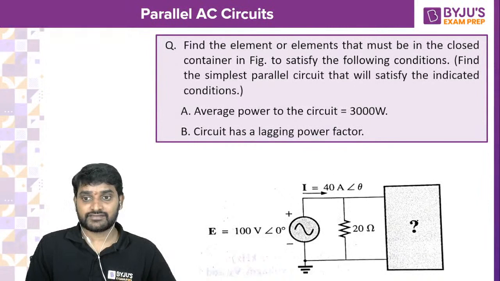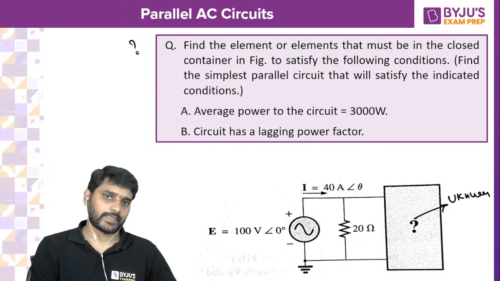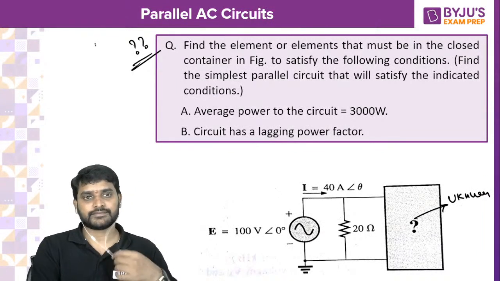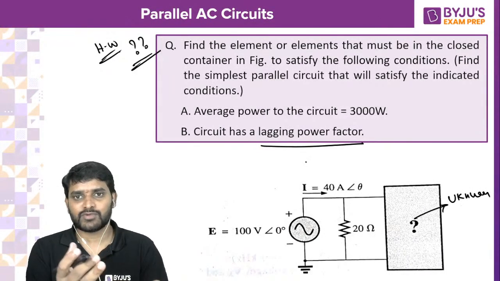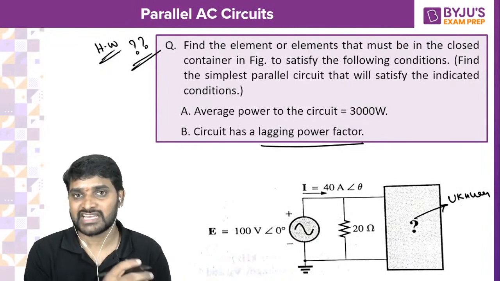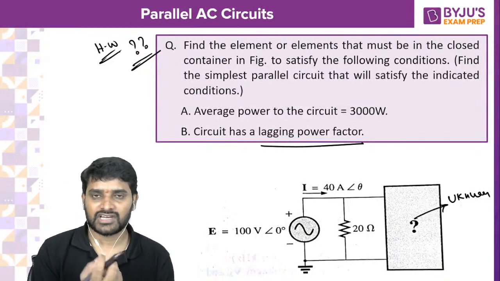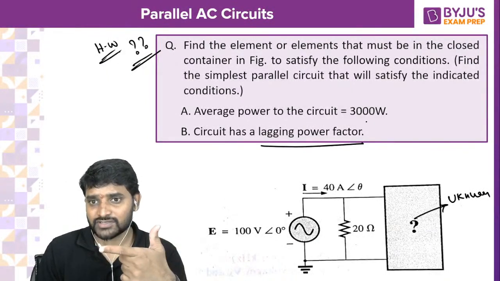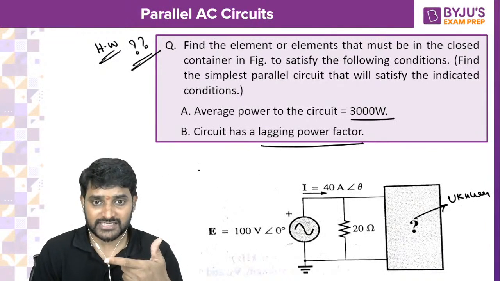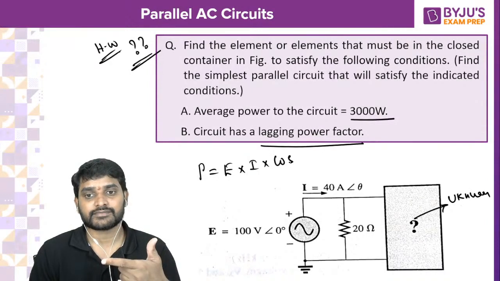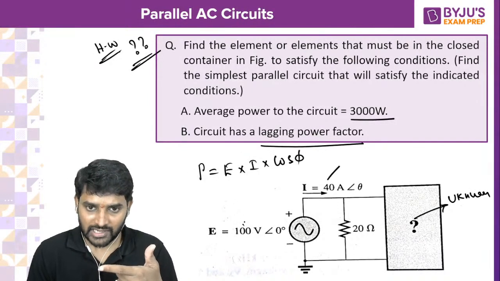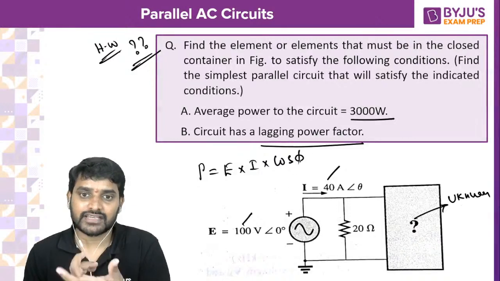Here, find the unknown element. The circuit has a lagging power factor, which means definitely more inductive nature. So see which element it is going to be. It is saying that the average power to the circuit is 3000 watts. P is 3000 watts. That means P equals E into I into cos phi. I also we know, E also we know. The angle between E and I, obviously you can calculate.